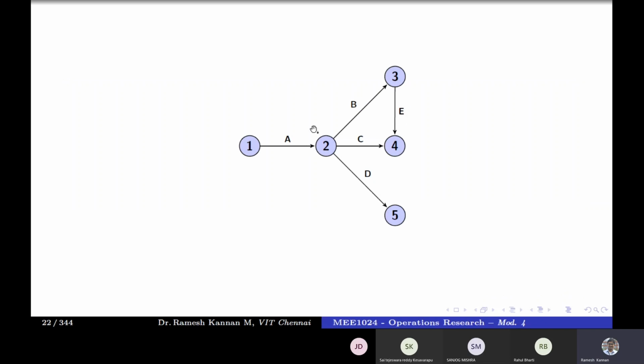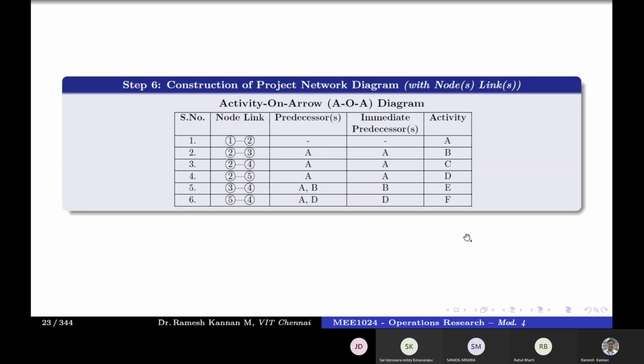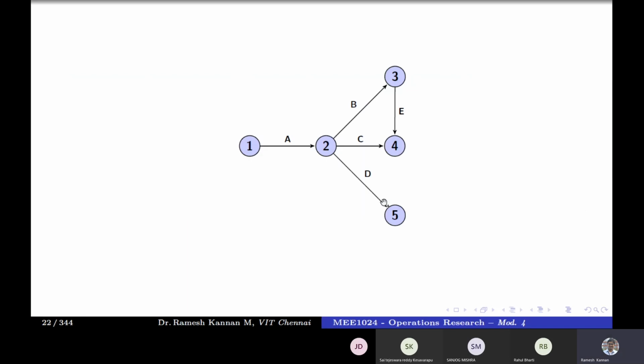So something like this. The next is F. F depends on A and D, which means that the immediate predecessor, for example, this is the immediate predecessor for F. Then, as I told you, the predecessors of F are A and D. So F can have an arrow like this, or it can have an arrow like this also.